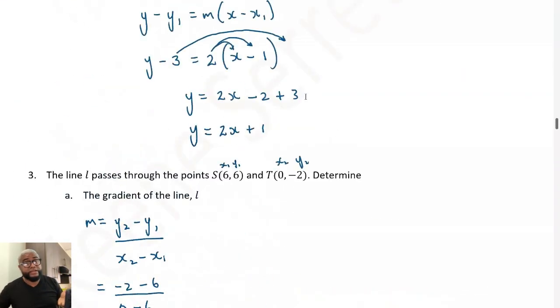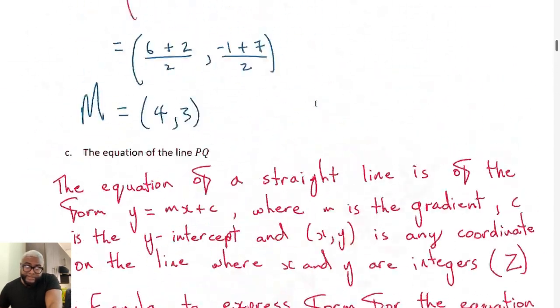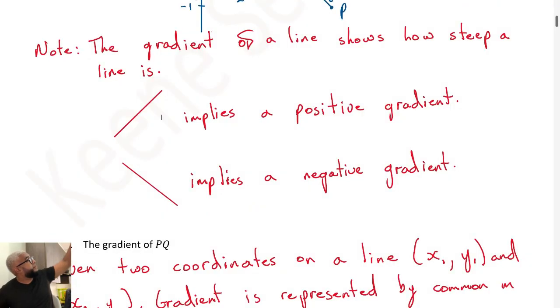So the newcomers will know that. But look at it, right? If your line is going up, it implies a positive gradient. If your line is coming down, it implies a negative gradient, right? Take a screenshot with your eye. Okay, so that is what it is there.